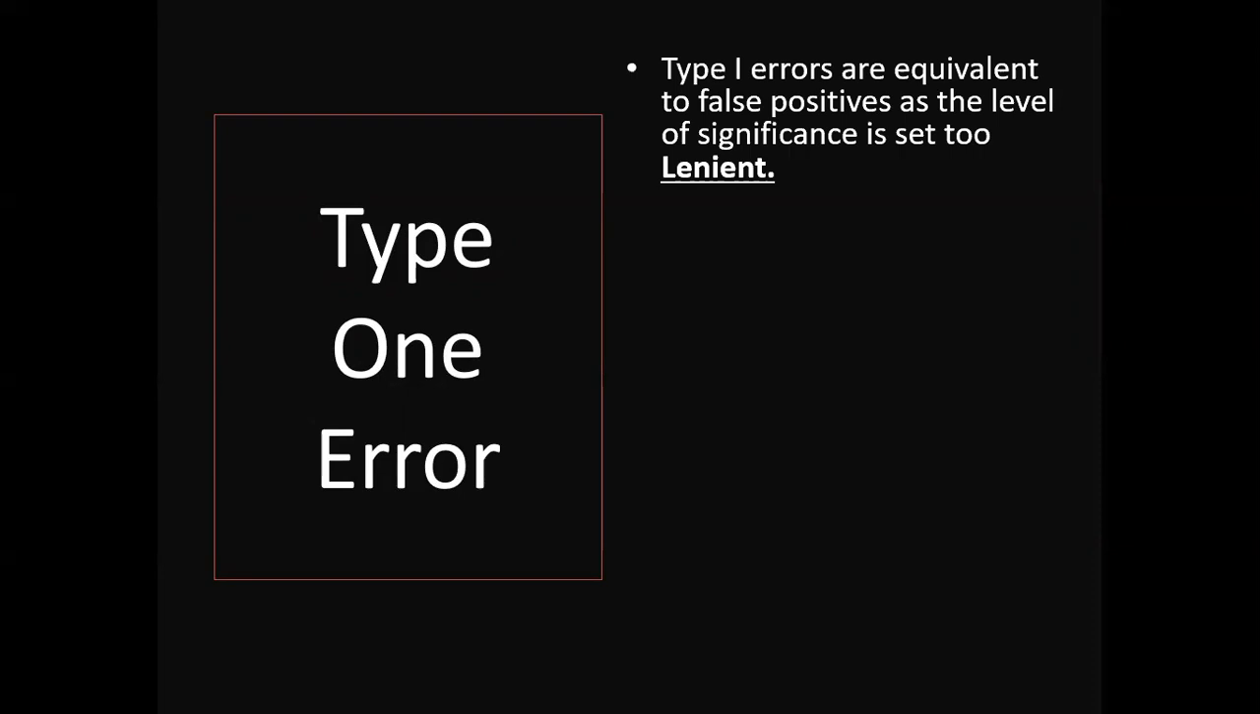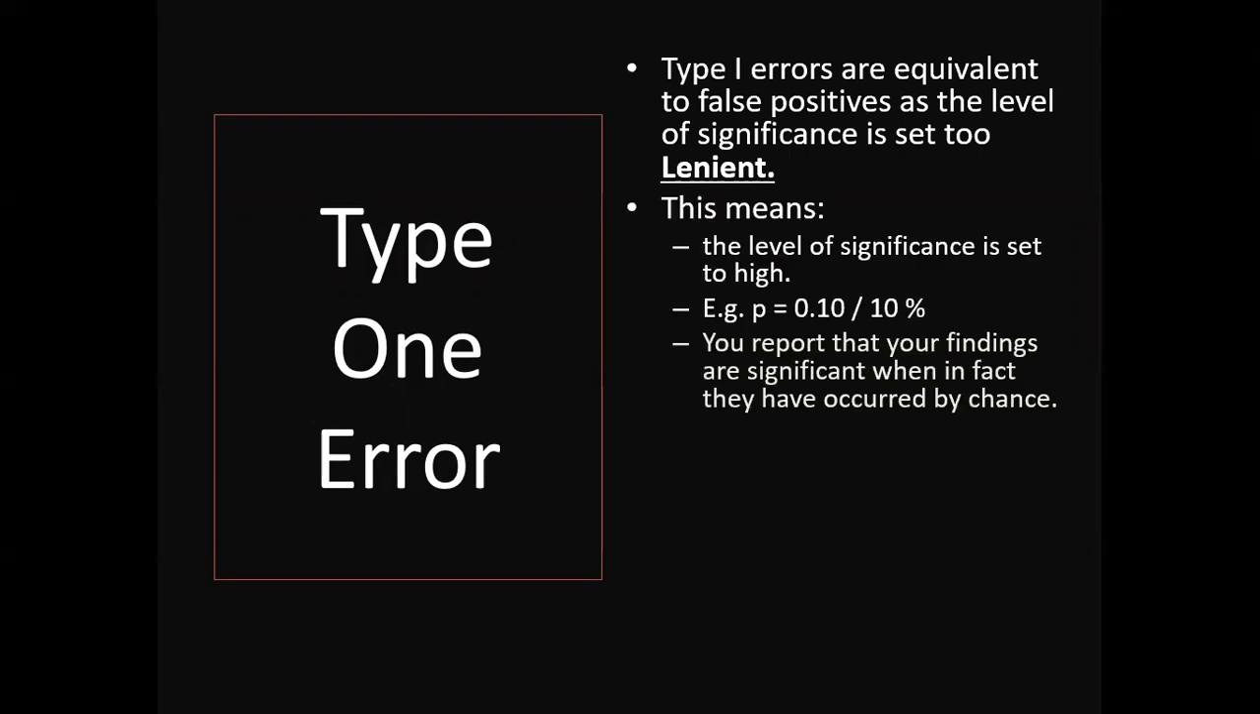What we mean by too lenient is that it is too high. It's above the 5%. So this means the level of significance is set too high. So it could be like 10%, 6%, 20%, 15%, 7%. It's too high. And you report that your findings are significant when in fact they've occurred by chance. You've actually said, yes, we've proved our hypothesis, but no, actually you should be accepting your null hypothesis because you didn't. So we get a type 1 error. Type 1 error, level of significance is too high.